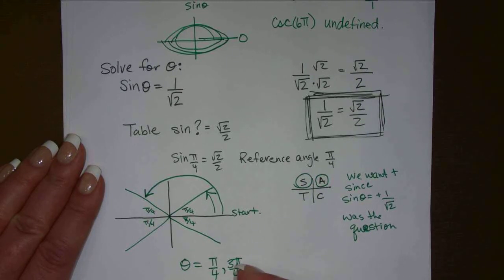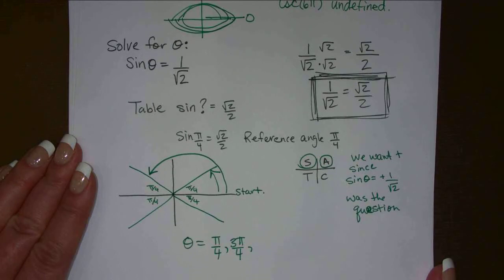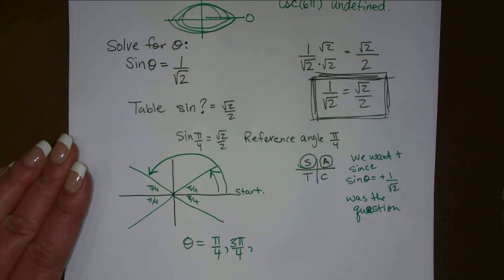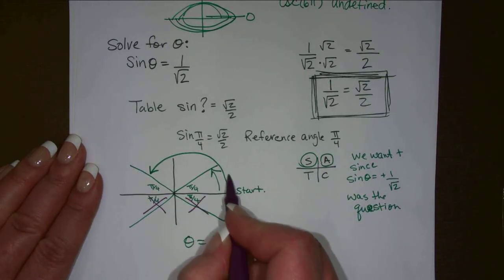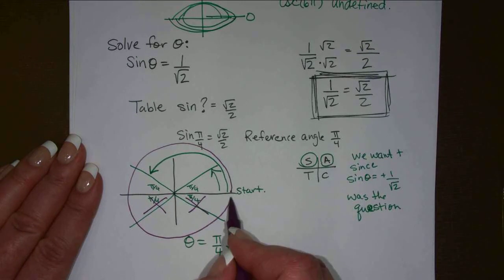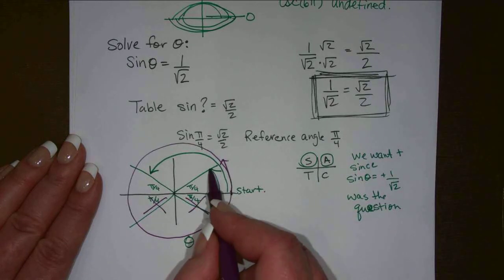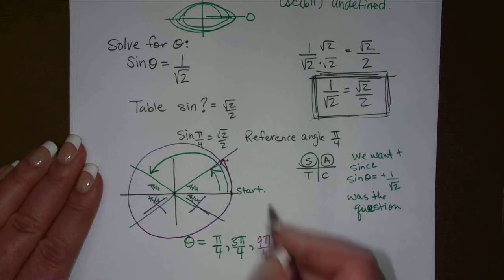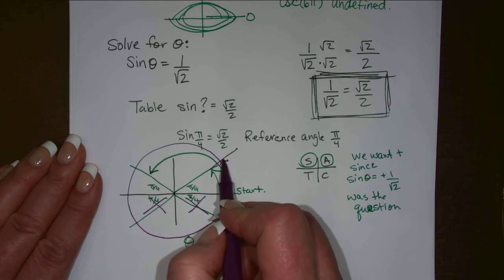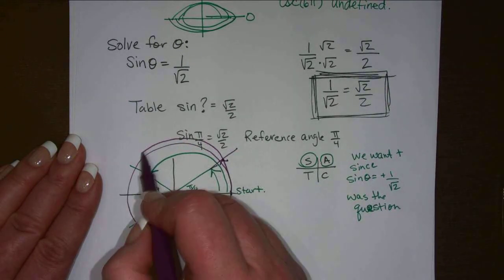Is there more? Yes, because you can keep going around and around. So what's the next one? We don't want these because those are negative. Think about it. Starting here and going all the way around back to the start, how many pieces is that out of 4? 8. One more to get back to this line again, 9. And then how many more? 2 more pieces. 11.